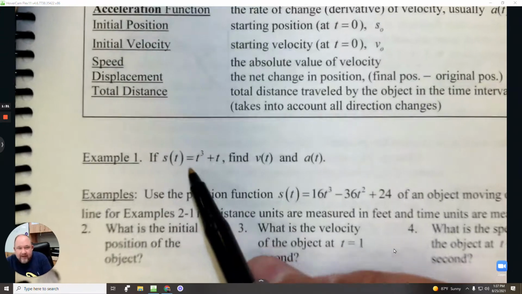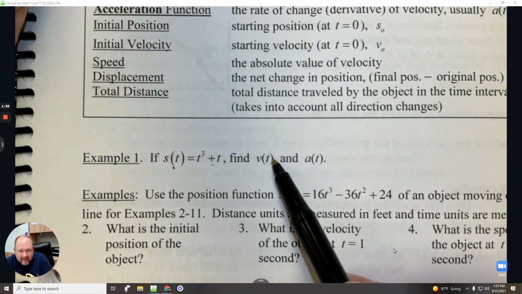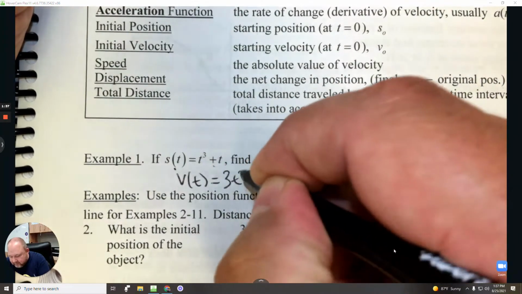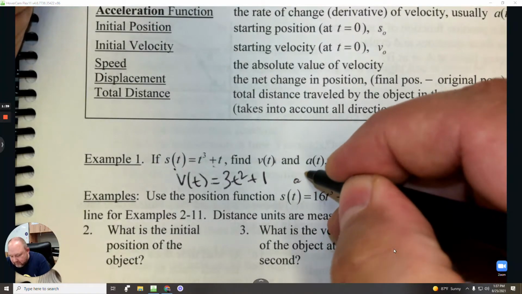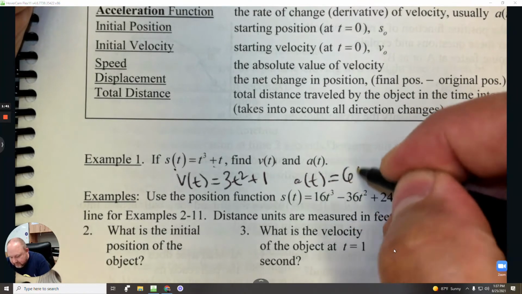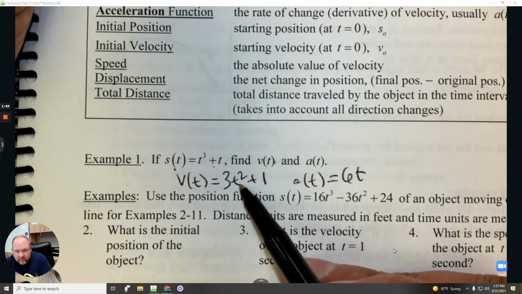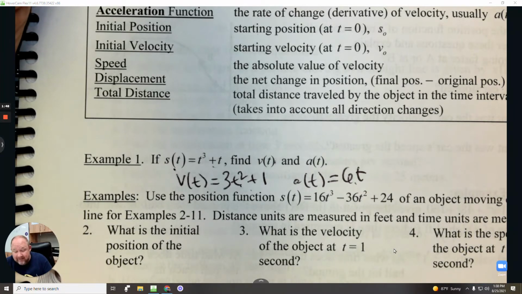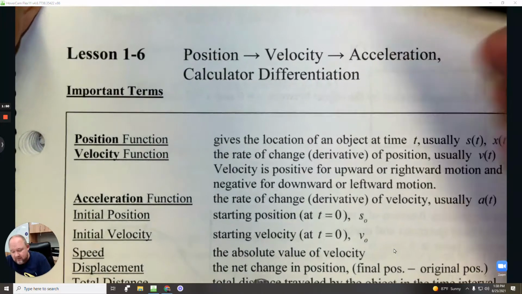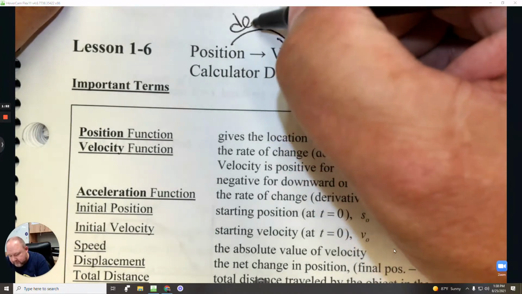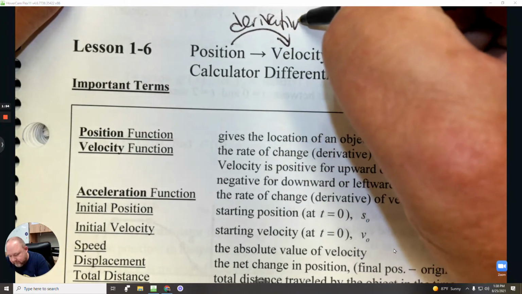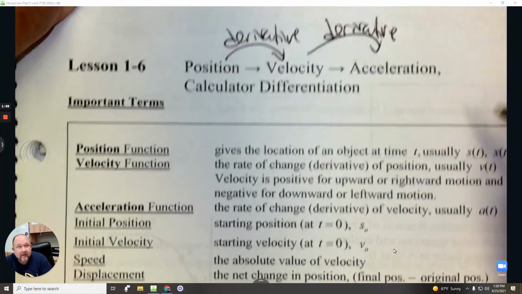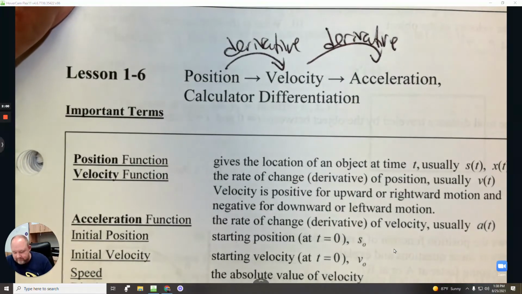If you are given a position equation, how do you find velocity? And the answer is do the derivative. How do you find acceleration? Do the derivative. So we do the derivative for velocity and then the derivative again for acceleration. That's the connection here between them. So derivative, derivative. Keep taking that to find that.